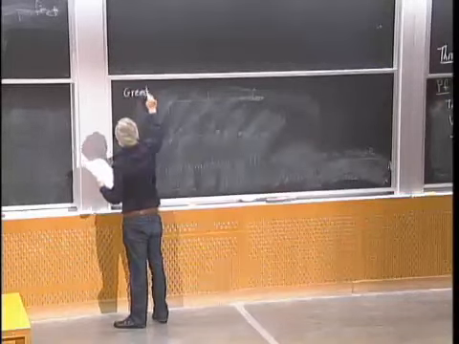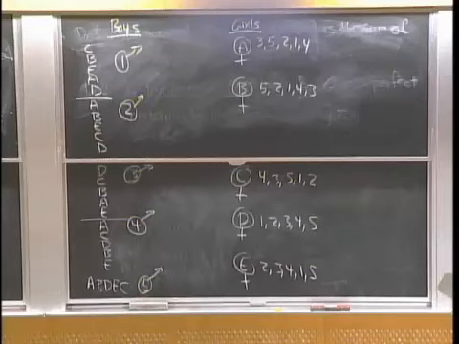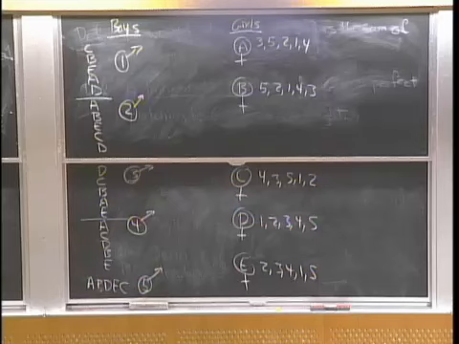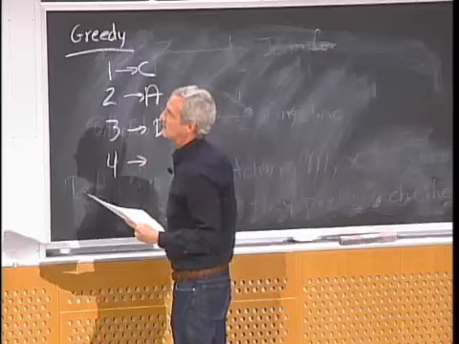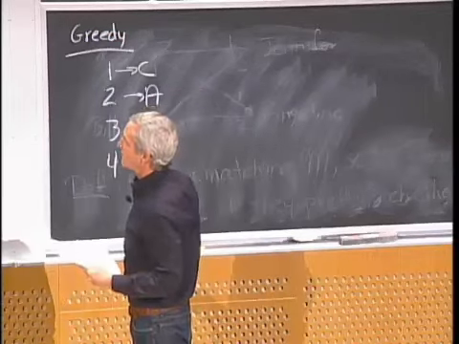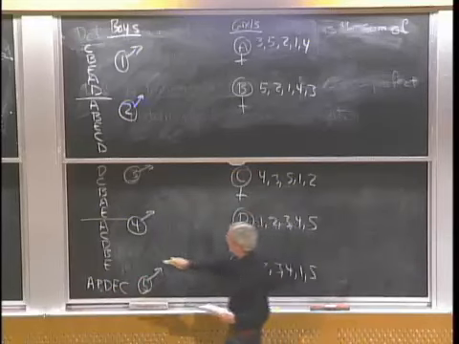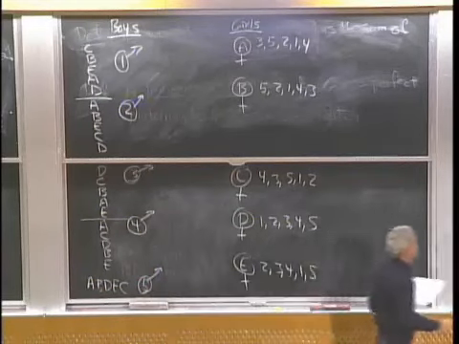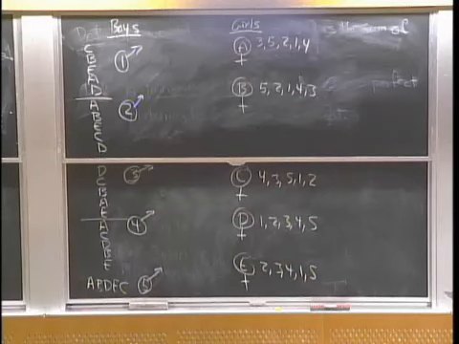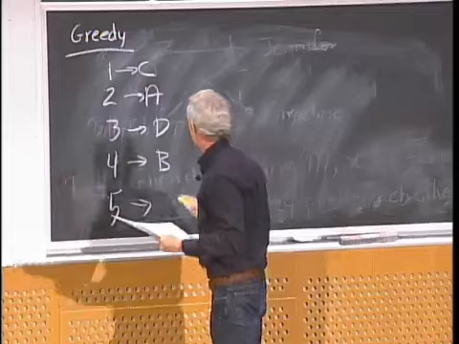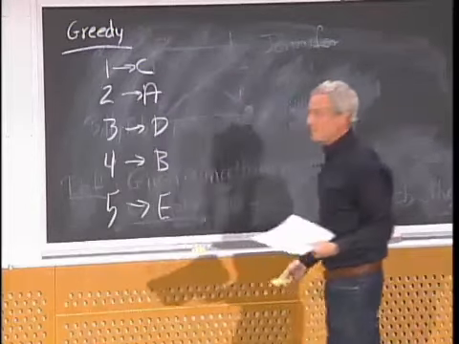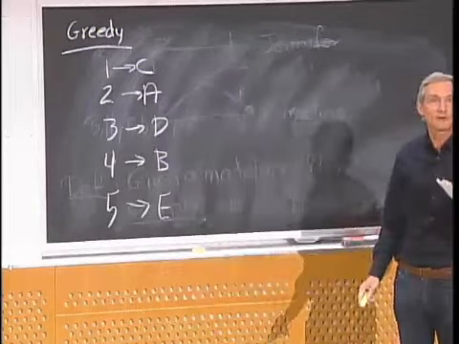So boy 1 is going to get his first choice, girl C. Who does boy 2 get? A. Who does boy 3 get? D. Oh, this is going well. Who does boy 4 get? Boy 4 has got to go all the way down to B because A, C, and D got taken, so boy 4 gets B. And boy 5, who's left? E, fourth choice again.